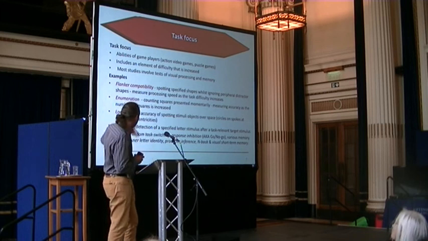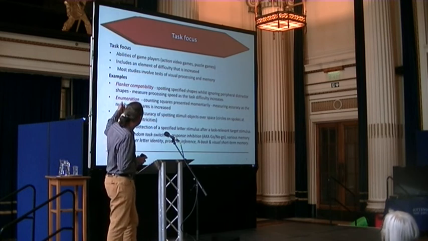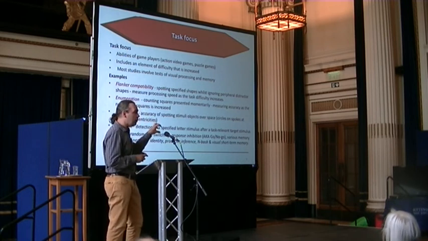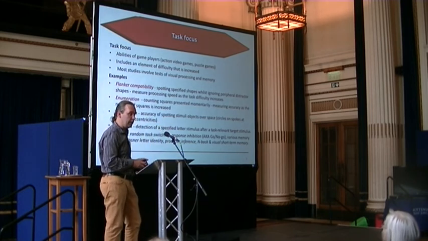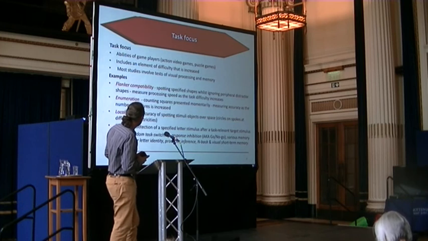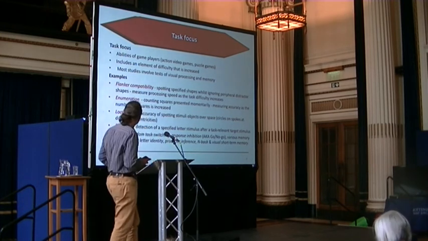And here are some of the names of the types of games that you'll find in the literature. So we've got flanker compatibility, so you're looking at shapes while trying to ignore distractions in the periphery, so obviously that's going to be useful for impulse control in ADHD, and measuring processing speed as the task gets more difficult.